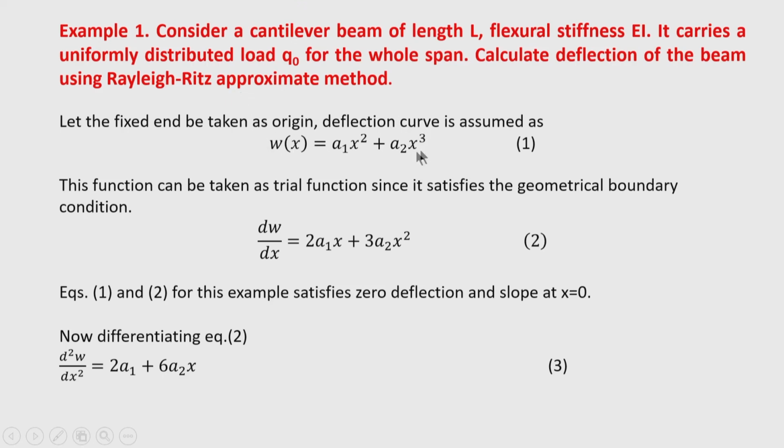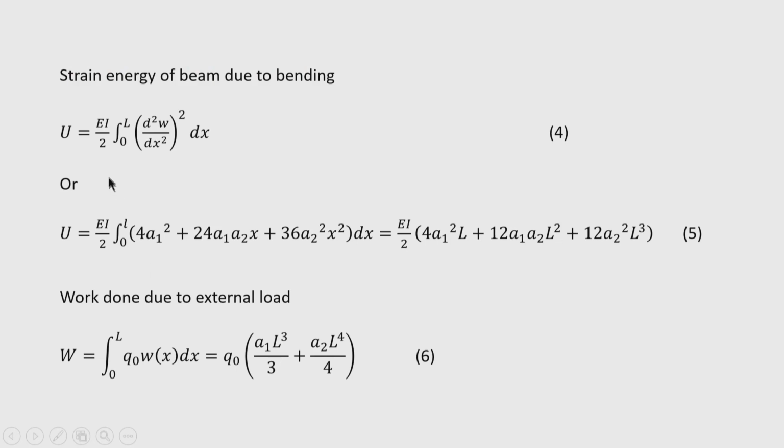So, first we use two terms of this series, the Rayleigh deflected series, or we use a polynomial expression with two terms, the quadratic term and the cubic term, to approximate the deflected line, the elastic line of the beam. Now, once this is known, we can calculate the slope of this curve as well as the curvature of the curve. After getting the slope and curvature, we now calculate the strain energy due to bending of the beam.